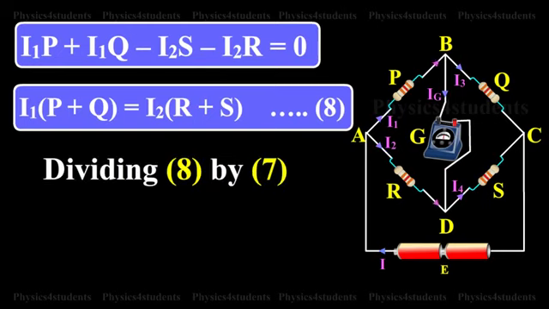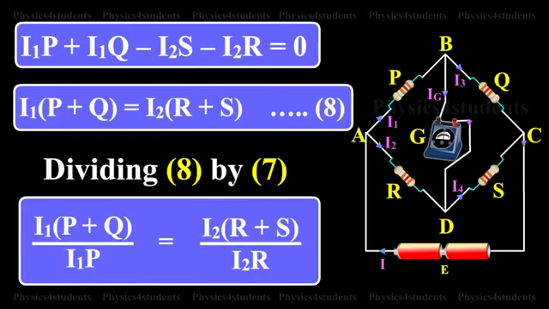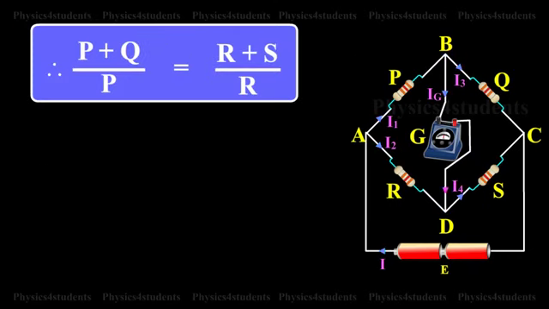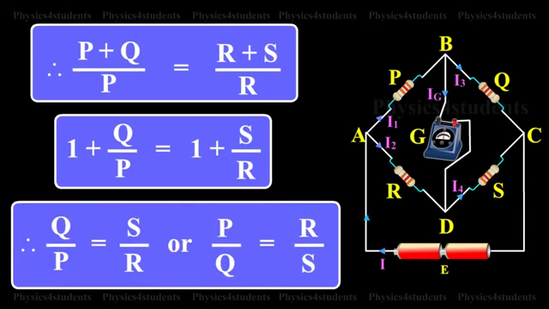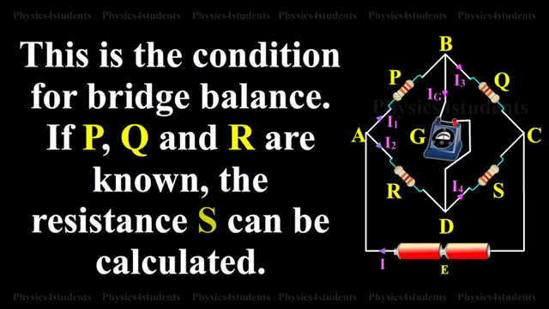Dividing 8 by 7, I1 into P plus Q divided by I1P is equal to I2 into R plus S divided by I2R. P plus Q divided by P is equal to R plus S divided by R. 1 plus Q by P is equal to 1 plus S by R. Q by P is equal to S by R, or P by Q is equal to R by S. This is the condition for bridge balance. If P, Q and R are known, the resistance S can be calculated.